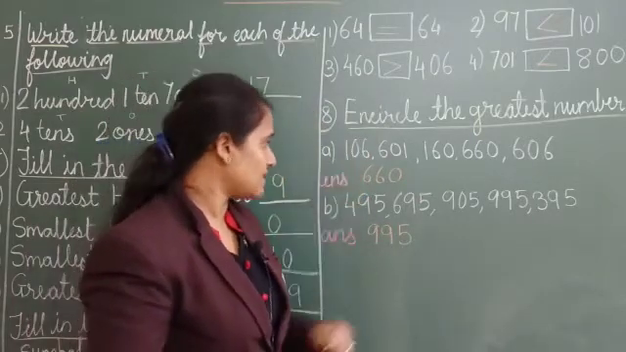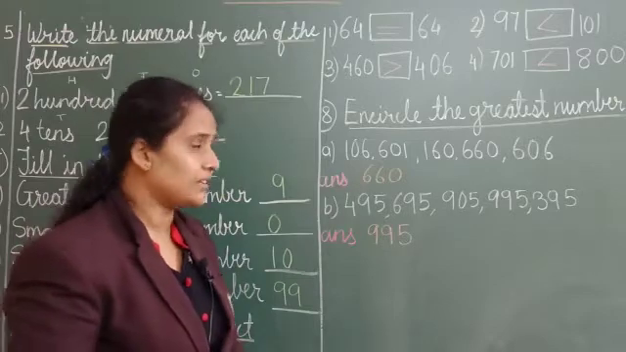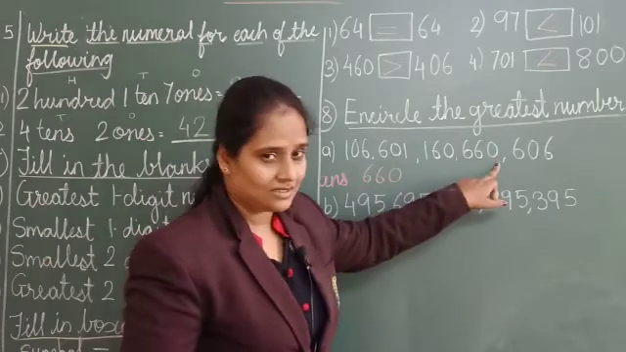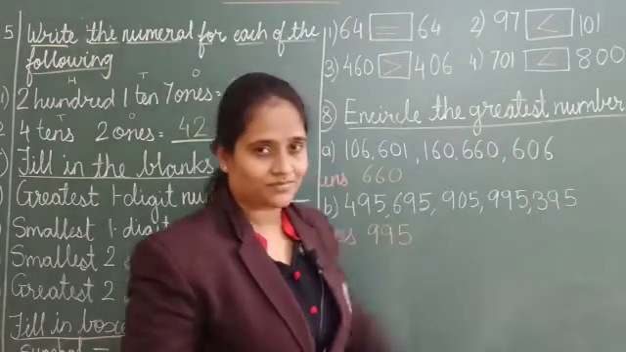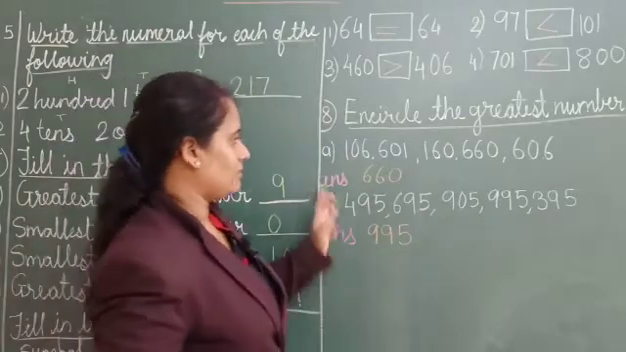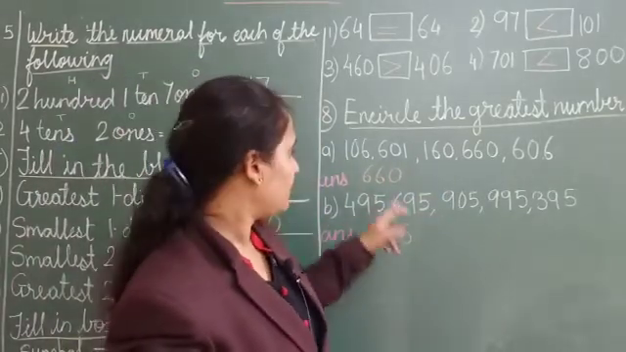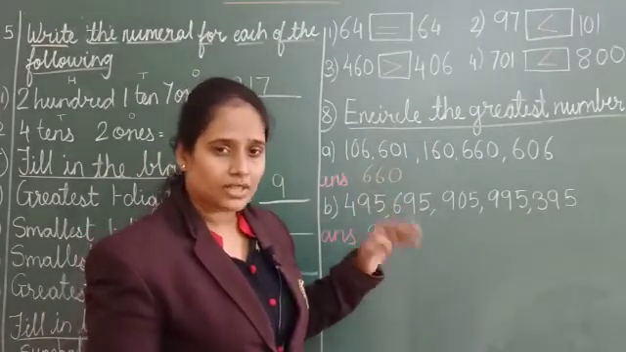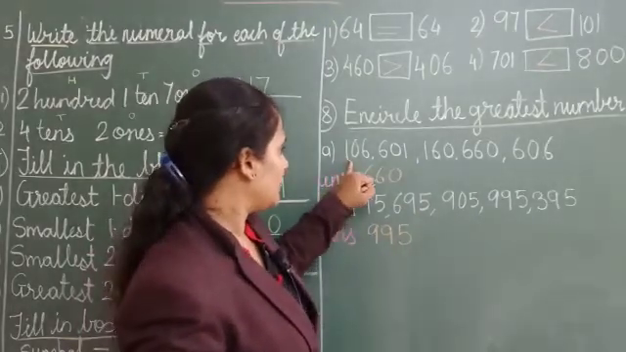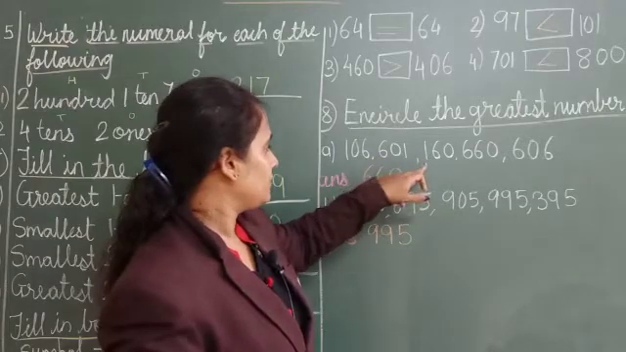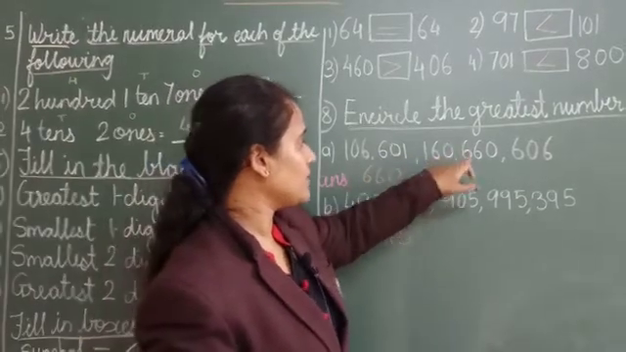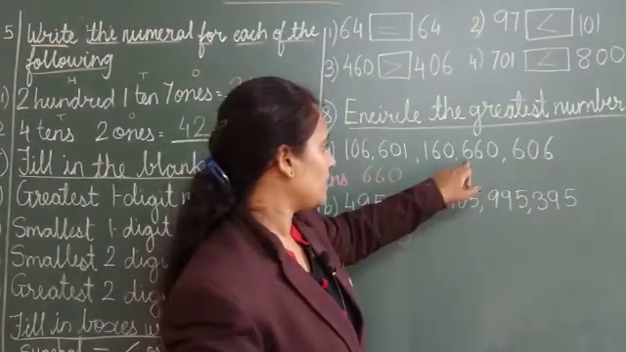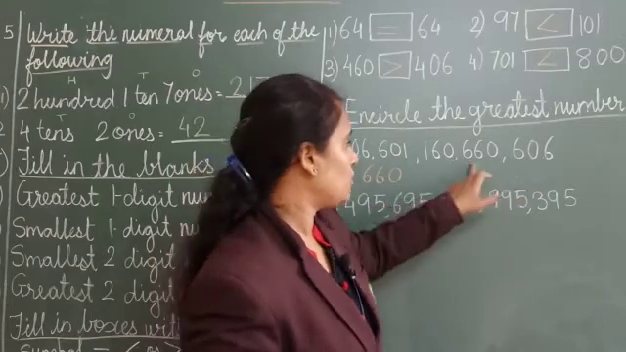So first we have 106, second 601, 160, 660, 606. In each and every number we have 6, but the value of 6 keeps changing depending on whether it's at the hundreds place, the tens place or the ones place. Over here it's 100, 600, over here 1's value is again 100, over here 600, again here 600. So among these, the value of 6 at the hundreds place is 600. These both are 600, 600.